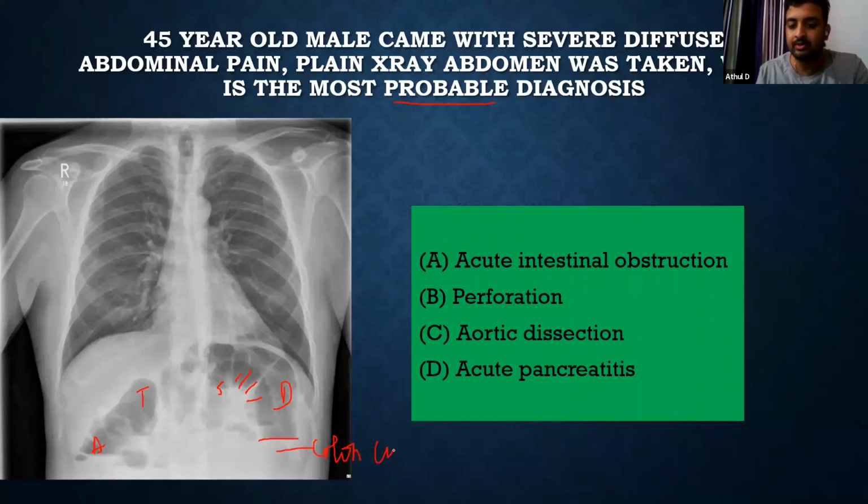This is a very non-specific sign. The colon cutoff sign is a very non-specific sign. Whenever there is an inflammatory process going on in the abdomen, there will be an adynamic ileus, that is known as a sentinel loop.